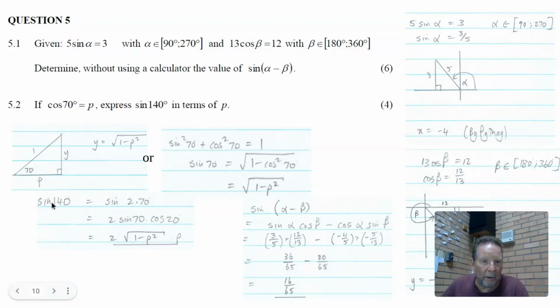So 140 degrees, oh, this is a trick. There's a thing called double angle identities that we've learned in grade 12, and you go 2 times 70 is 140. Now there's a formula that says the sine of a double angle, of 2 times an angle, is 2 times the sine of the angle times the cosine of the angle.